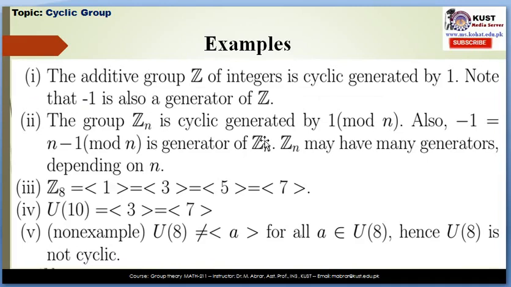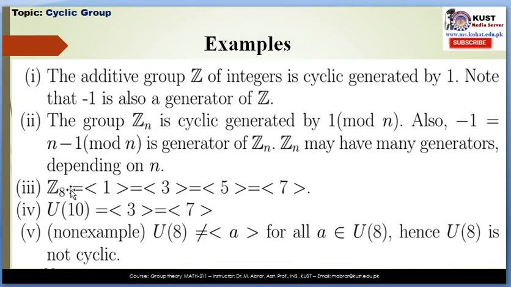For example, if we consider the set of integers under addition, then it's a cyclic group generated by this 1. Interestingly, we note that -1 is also an actual generator of this group. If we consider Zn, that is the group under addition modulo n, then it is generated by 1. It is also generated by n-1 as well. So later we will generally see that if a is a generator, then the inverse of a is also a generator. We will see later at the end.